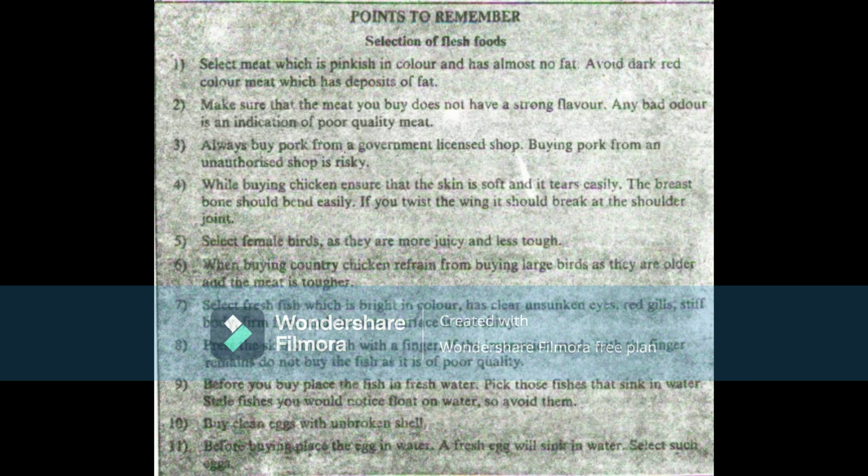Check your progress exercise 5. 1. List the points one has to keep in mind while buying the following. A. Fish. B. Egg.